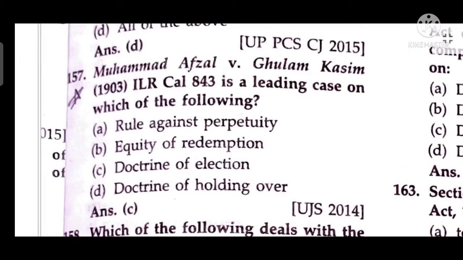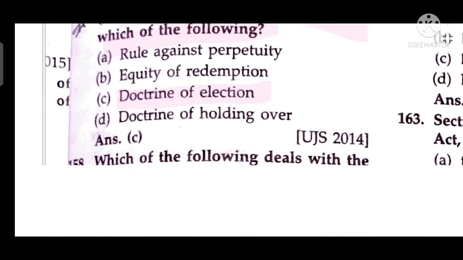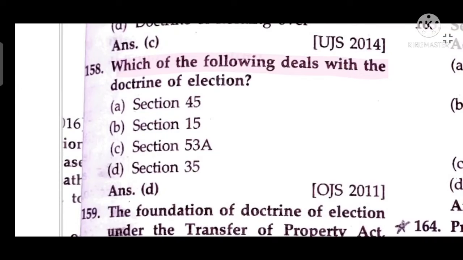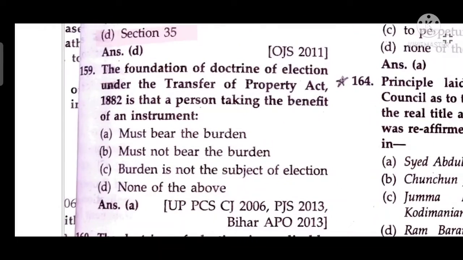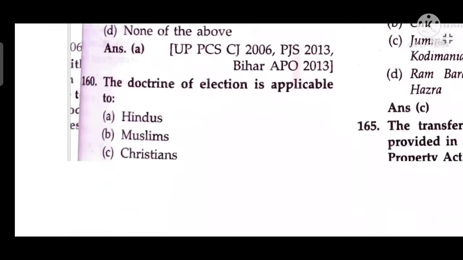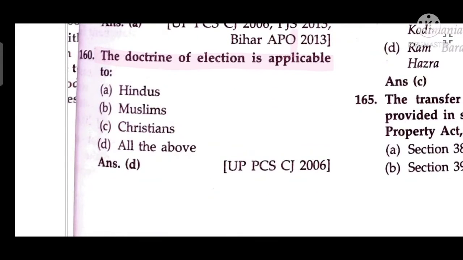Muhammad Afzal versus Ghulam Qasim is a leading case on which one of the following? Doctrine of election. Which section deals with the doctrine of election? Section 35. The foundation of the doctrine of election under the Transfer of Property Act 1882 is that a person taking the benefit of an instrument must bear the burden. The doctrine of election is applicable to Hindu, Muslim, Christian, all of the above.